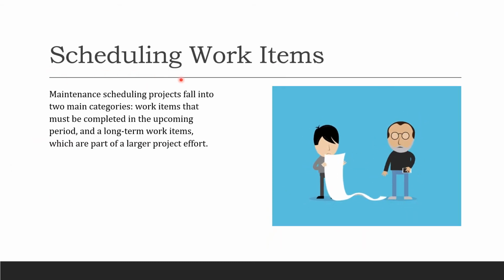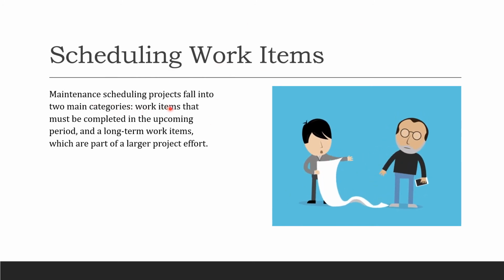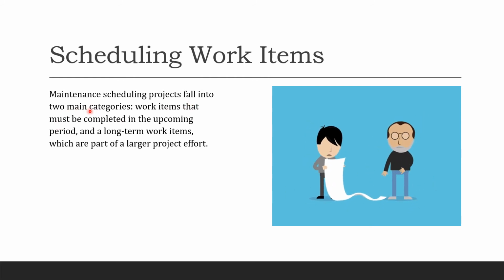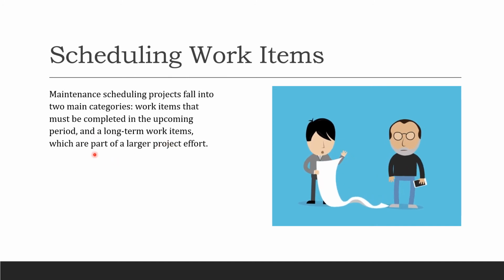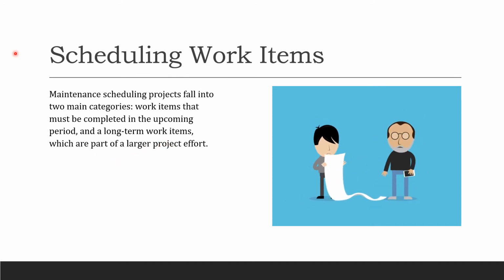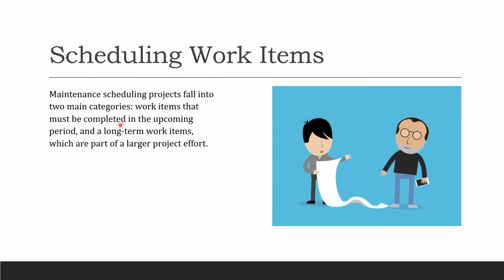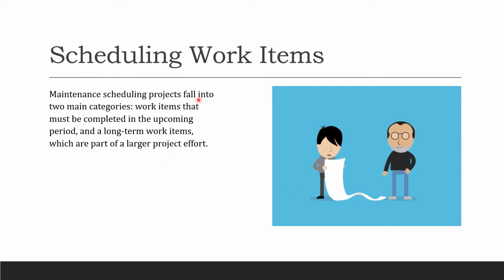Okay, another scheduling. This time, your work items. So maintenance scheduling projects is going to fall into 2 main categories. Work items that must be completed in the upcoming period, and long-term work items, which are part of a larger project effort. So you have 2. One is that it's got to be completed in an upcoming period, the shorter one. The second one is long-term work items that are part of a larger project effort.